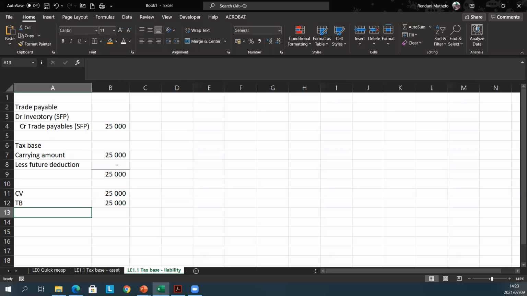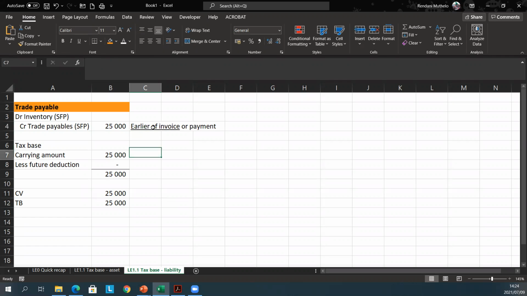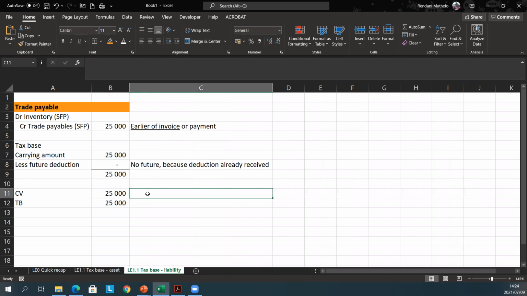Do you see how that works? Just to quickly recap: we did not pay, but we got an invoice for the inventory, and SARS allows the deduction on the earlier of invoice or payment. Because it is a liability acknowledged by an invoice, its carrying amount is 25,000. Are there any future deductions? No, because the deduction was already received. So the tax base is 25,000, and the carrying amount and the tax base are equal.